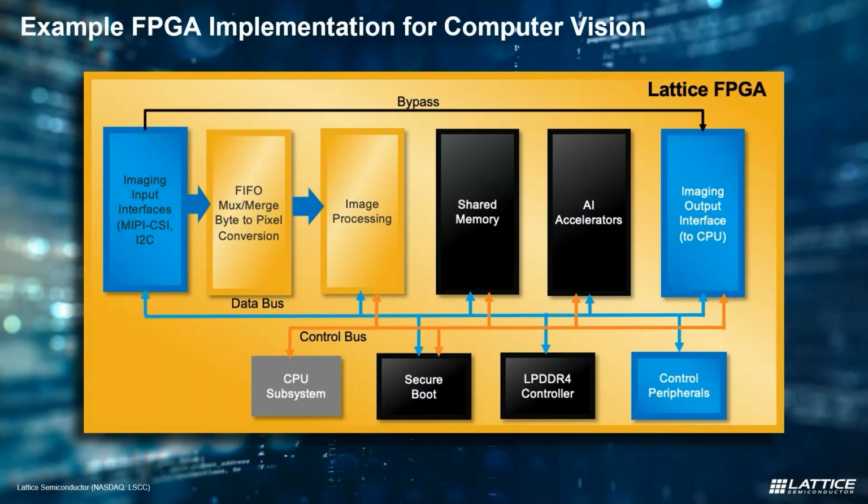In this slide, you can see an example of an FPGA implementation for computer vision applications. On the left-hand side of the block diagram, you have your MIPI input interfacing and image capture blocks, followed by ISP preprocessing for AI, and then the CNN engine, which is listed here as AI accelerator, and then also your CPU and memory subsystems.